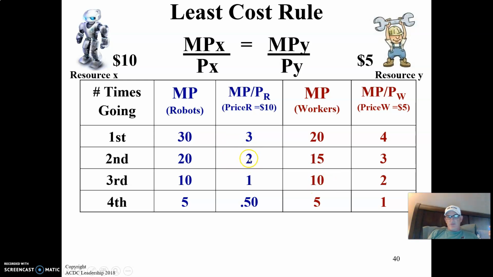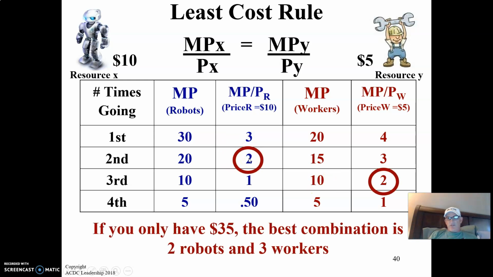We're up to 25, and this one costs us 10. We are up to $35. Okay, so our best combination is that we're going to purchase 2 robots and hire 3 workers. Okay, that's just the concept. That's the concept that we are going to hire based on per dollar spent.